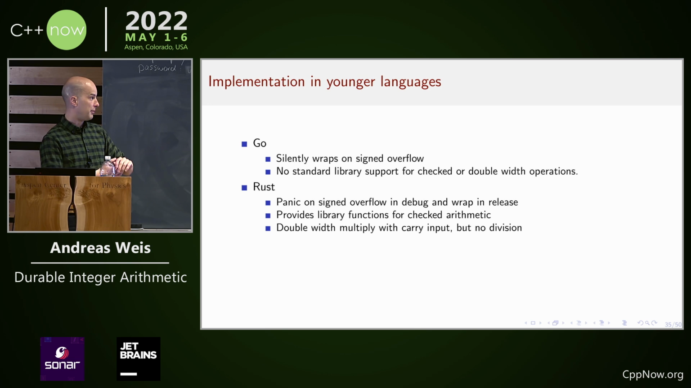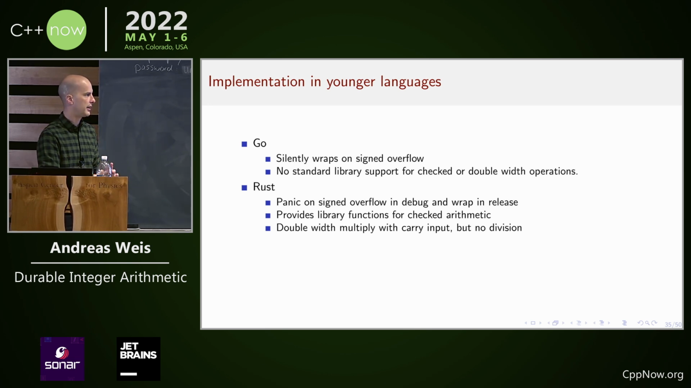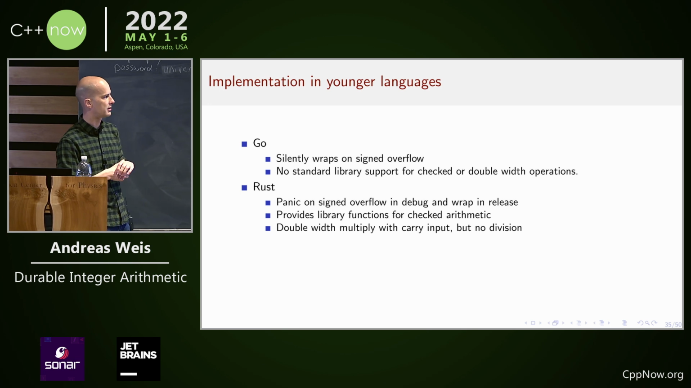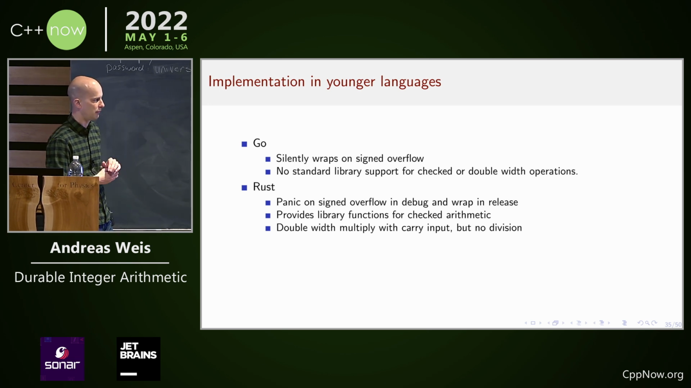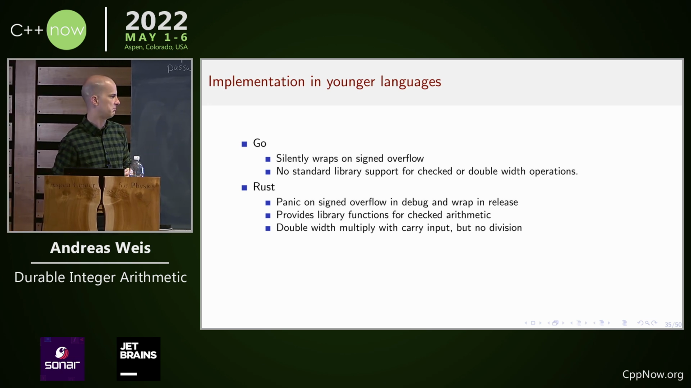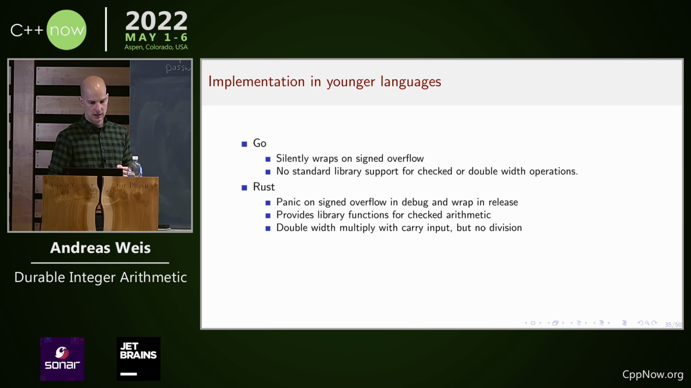They also have double with multiply, even with carry input, which is very useful when implementing big number arithmetics. But they don't have double with division, and I think the reason is because compilers are so good at optimizing this already. That's my assumption. I'm not sure, but it makes sense to me.